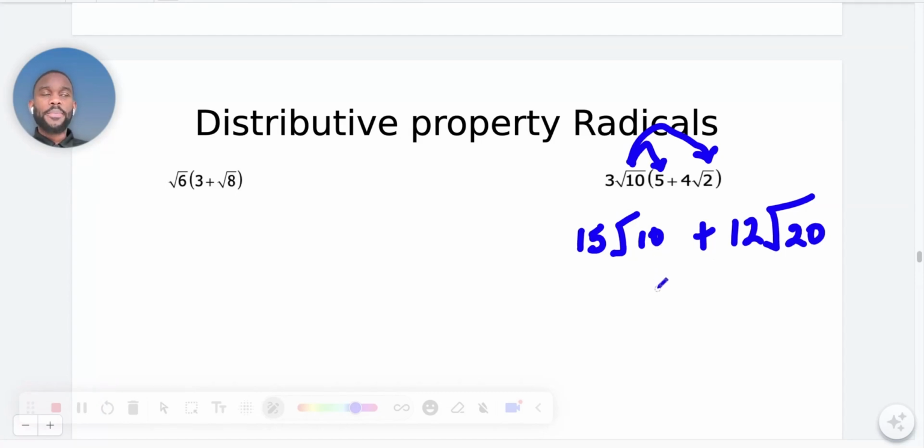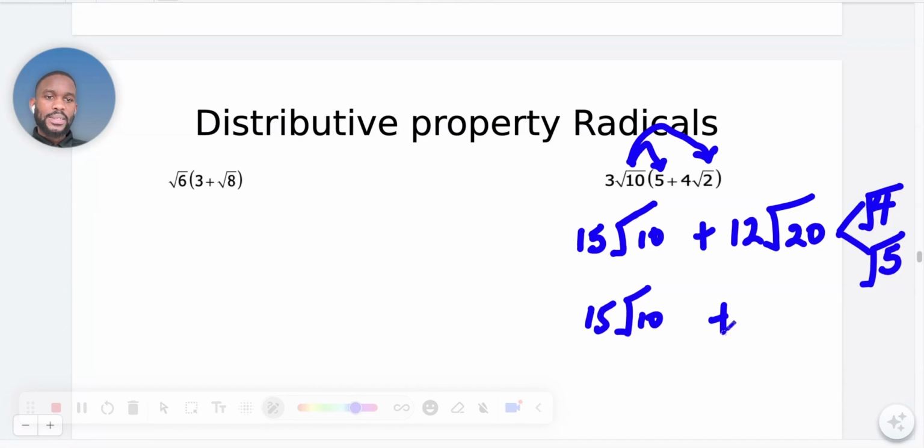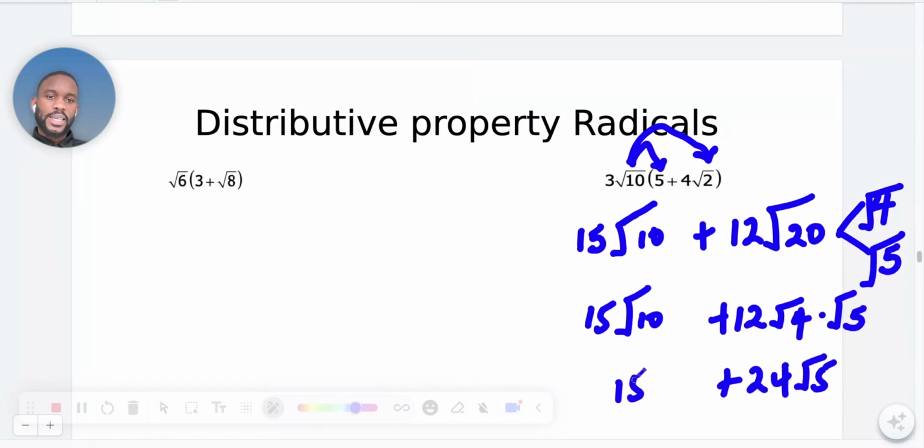Why? Because think about it. Do you have any two numbers that multiply to get 10, one being a perfect square? However, 20, can you think about two numbers that multiply to get 20, one being a perfect square? Yes, I can. 4 and 5. So root of 4 times the root of 5. So this is the same as 15 root of 10 plus 12 times the root of 4 times the root of 5. The root of 4 is 2. 2 times 12 gives you 24. So 24 root of 5. And then this is 15 root of 10. So this is your final answer.